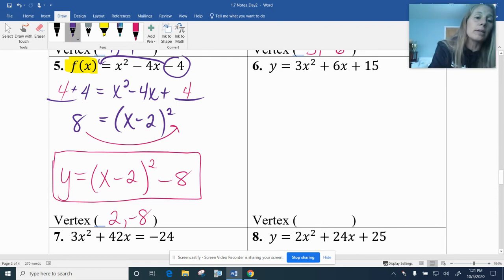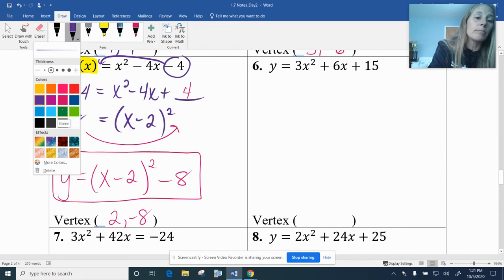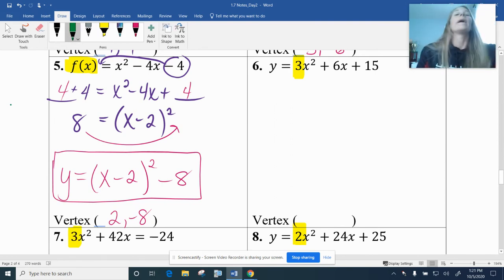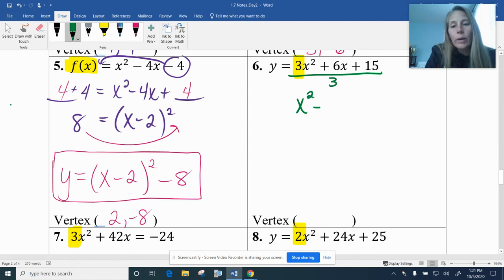Okay, so the next 3 now are going to be a little bit different because you may have noticed that they do have these coefficients in front of the x squared. So that's going to require us to divide that out first. Now, it may or may not divide evenly. Doesn't matter. We still need to do that. So the first thing I'm going to do here is divide all of this by 3 so that I have x squared plus 2x plus 5.